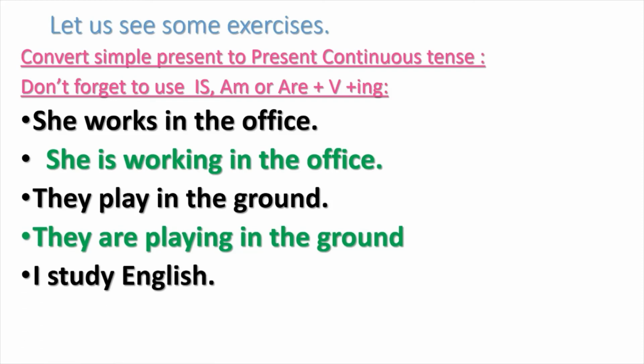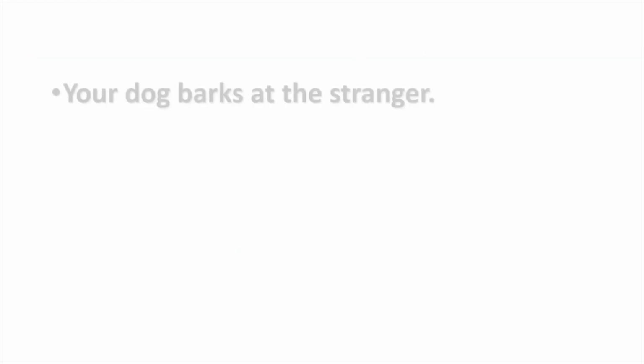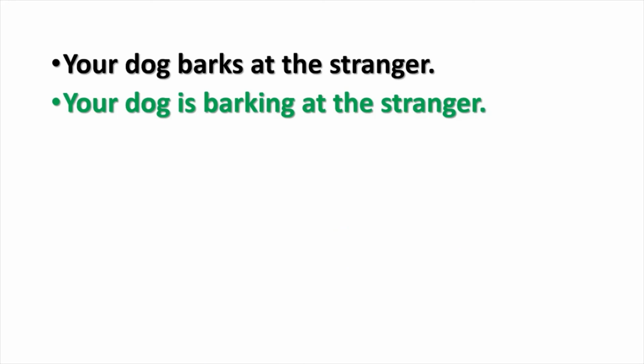I study English. I told you it's an exceptional case. So what do we have to use, children, tell me? Yes, it is am. I am studying English now. Next, your dog barks at a stranger. So your dog, is it singular or plural? It's a singular subject. So we have to use is. Your dog is barking at the stranger.